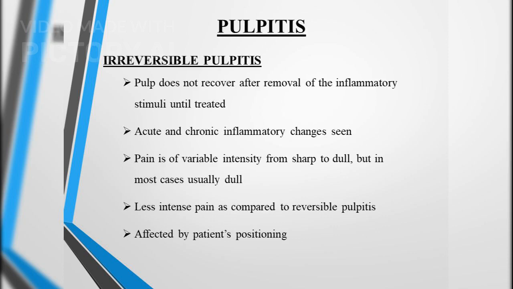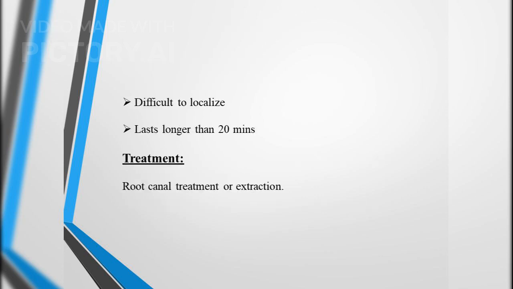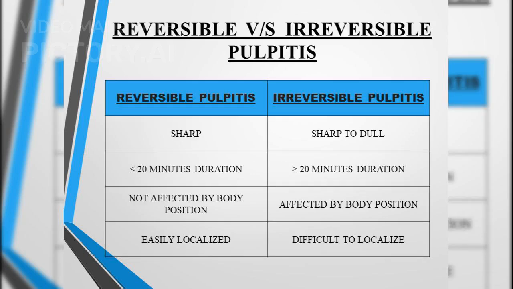Irreversible pulpitis involves persistent pain and inflammation that does not subside without treatment, often requiring more intensive intervention. Treatment options for irreversible pulpitis include root canal therapy or tooth extraction to alleviate the condition. Reversible pulpitis is characterized by sharp pain and short duration, while irreversible pulpitis involves dull pain and longer-lasting symptoms.